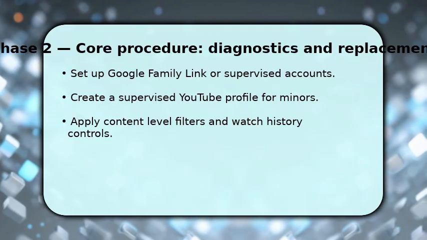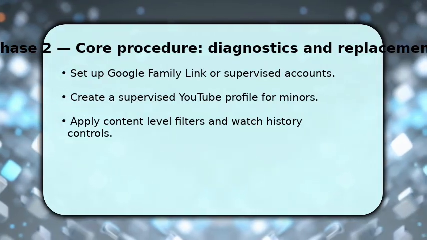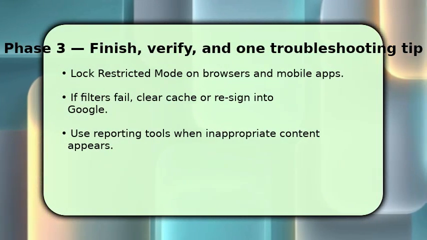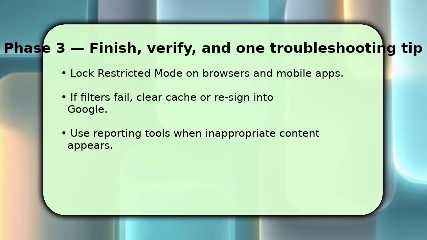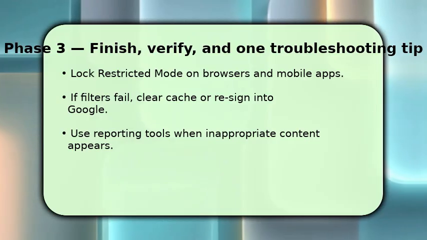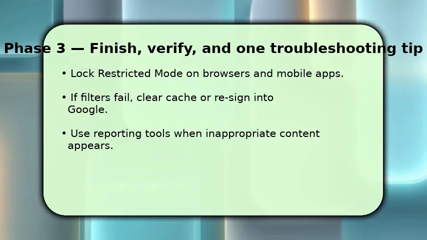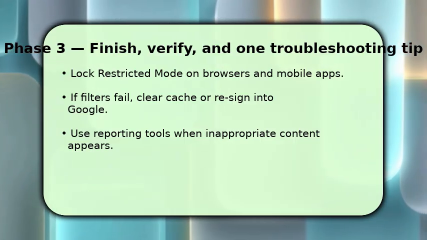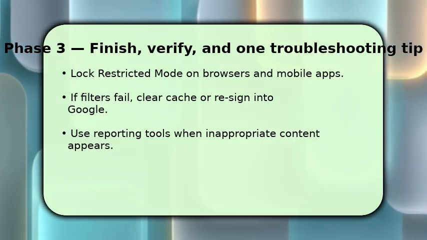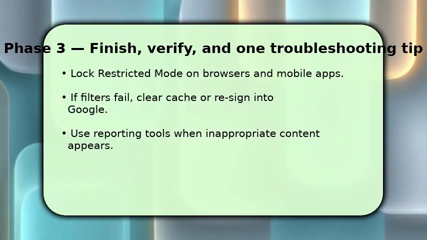Finally, lock settings and verify on each device to complete the setup. Lock restricted mode in the browser profile and confirm the supervised account settings on mobile apps. Sign out and back in to test. If something goes wrong, like filters not applying, clear the browser cache, check for multiple signed-in accounts, or re-sign into Google to reset session rules.